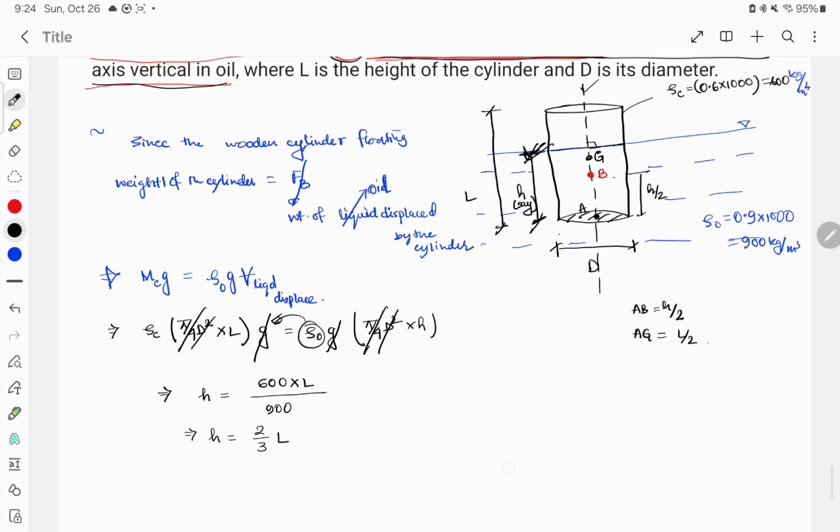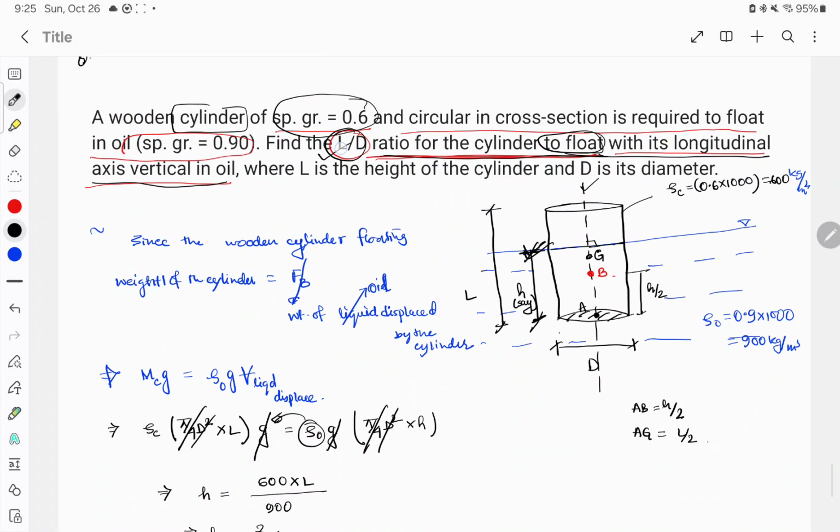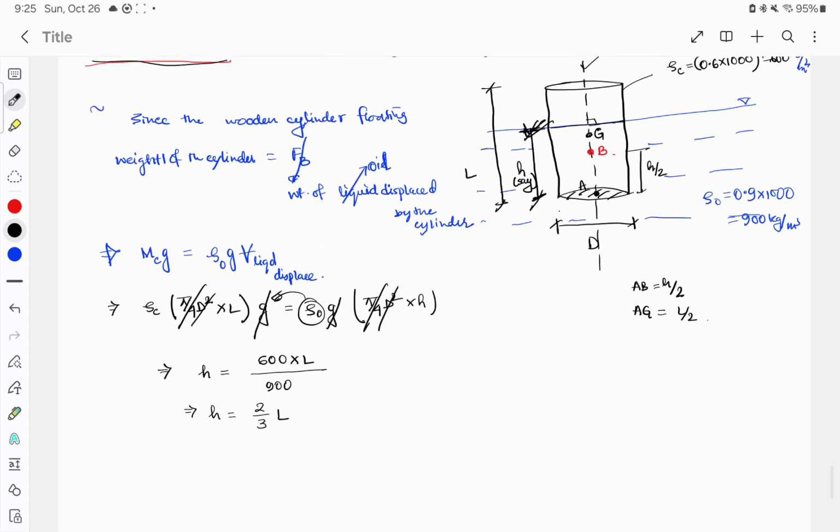This formula is gone. We have not come to L by D. In this question, it was nowhere written that I should use the formula for metacentric height, but I don't have any other option, since this was the first formula I should use in case of buoyancy or floating or submergence. But this didn't lead to L by D. It only gave me a relation for the depth of submergence.